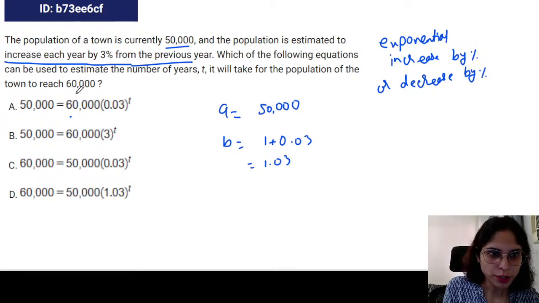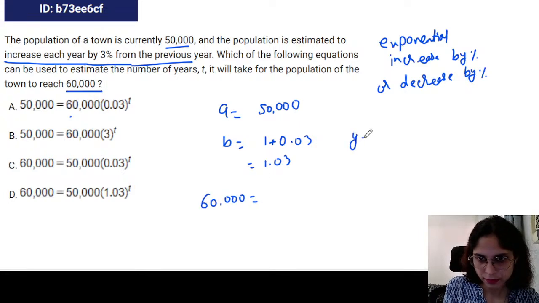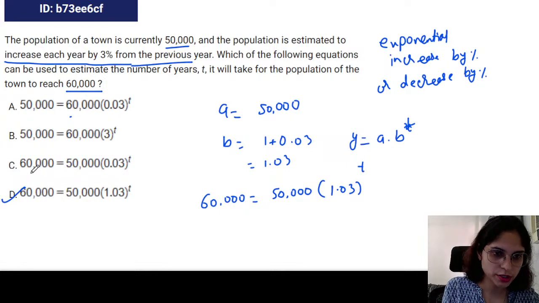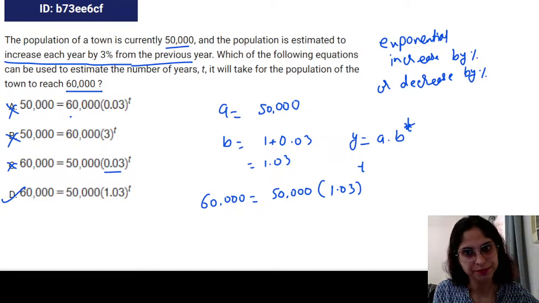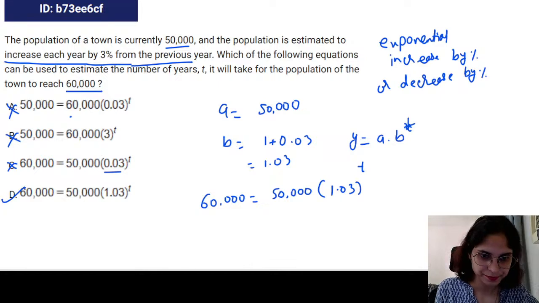It will take the population to reach 60,000. So 60,000 is equal to 50,000 times 1.03 to the power t. Option D is your answer. These are automatically gone. This is decreasing. This is also gone. This is the answer. Alright.